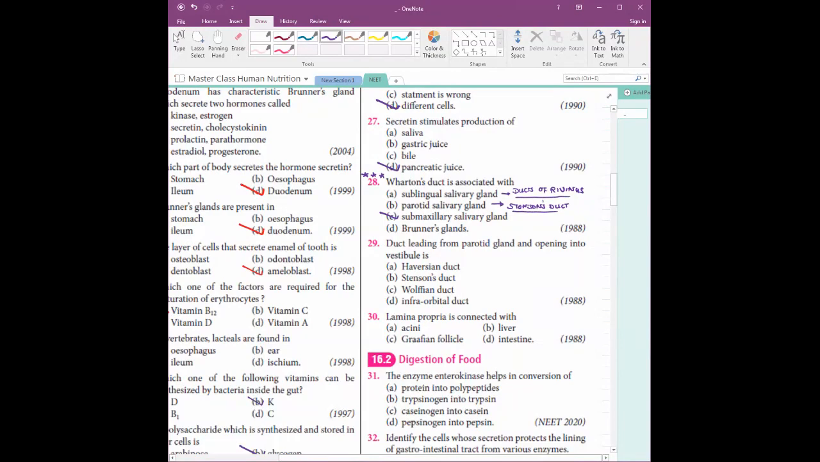Chalo. Next question goes to Rishik. Rishik, duct leading from the parotid gland and opening... Arey, just now I talked about this. So what is it, guys? Yes, it is going to be the Stenson's duct.